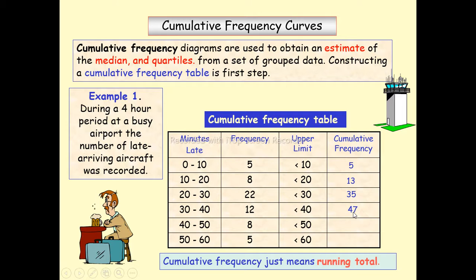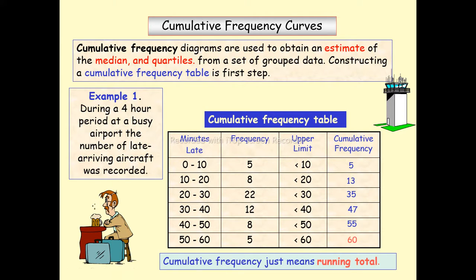I was one number off, it should be 47. Oh okay. And then we add 47 to 8, and that gives us 55. Then we add 5 to 55, and that gives us 60. Okay, so that's the cumulative frequency for this particular data.